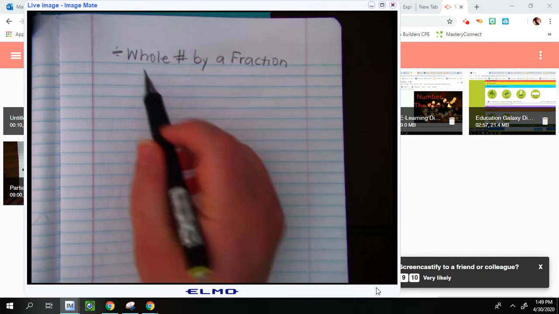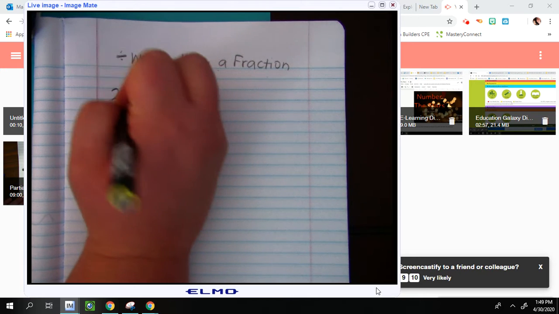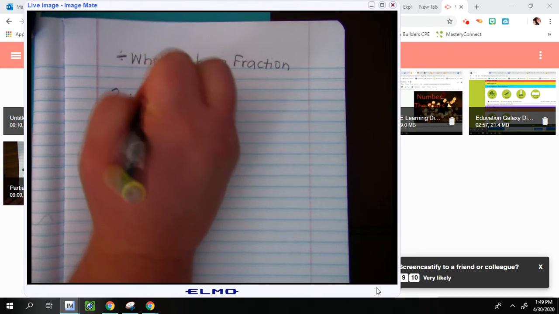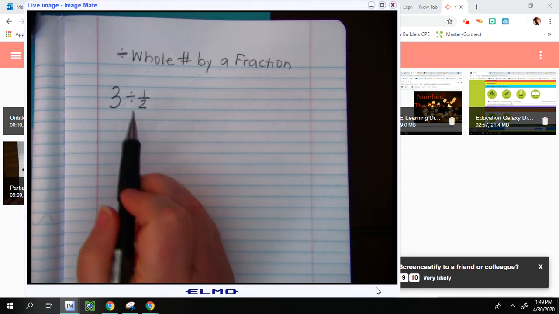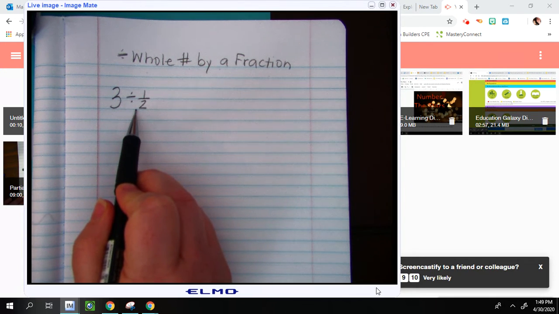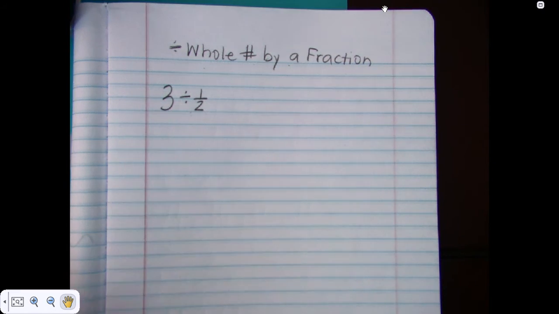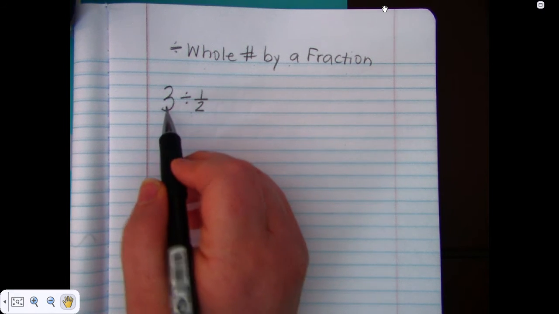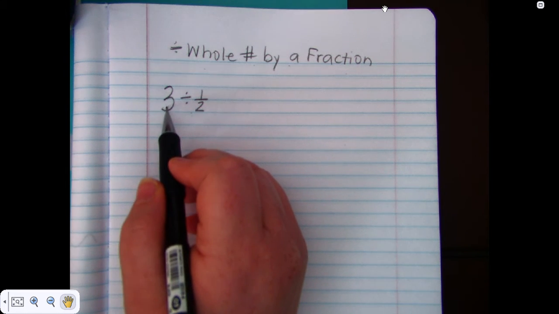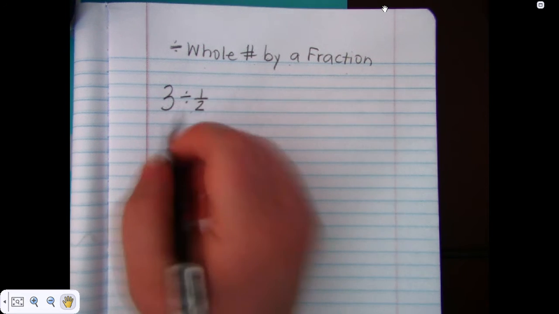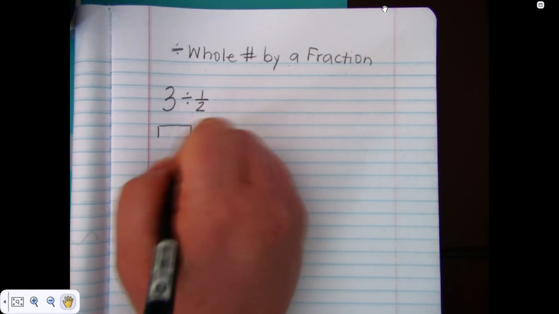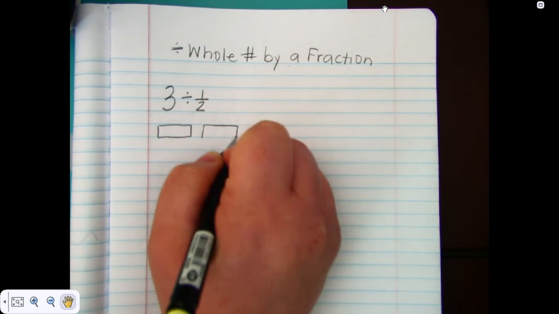So dividing a whole number by a fraction could look like this, where you have a whole number that you are dividing by a fraction. So we're going to start with looking at how to draw a model to solve this. First, whatever your whole number is, that's how many boxes you need to draw. Because we have a 3 here, we need to draw 3 boxes. So I'm going to draw 3 boxes to represent my whole number.